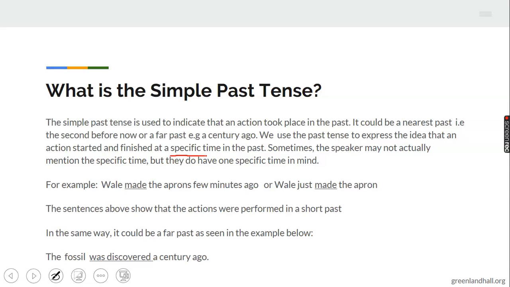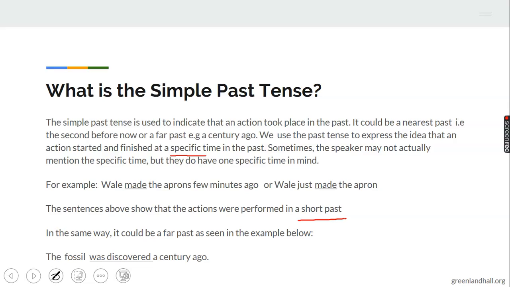Sometimes the speaker may not actually mention the specific time, but they do have one particular time in mind. For example, Wale made aprons few minutes ago. It tells us that it happened just few minutes ago, just a recent past. Or it might be that Wale made the apron, just made it. That means he just made it a few minutes ago, a recent past. The sentences above show that the actions were performed in a short past, just recent past.